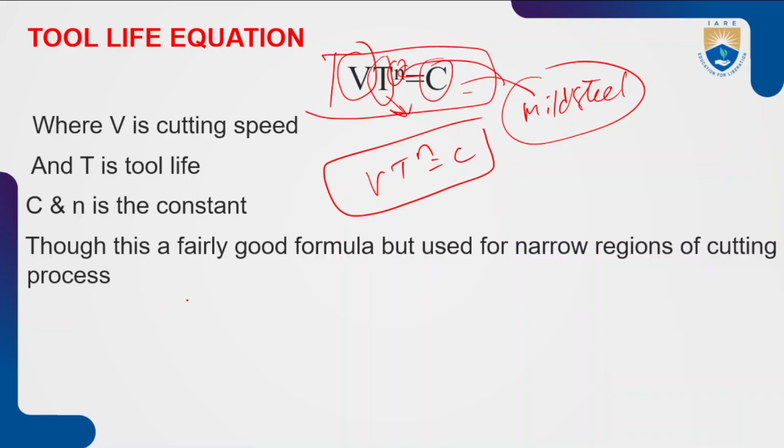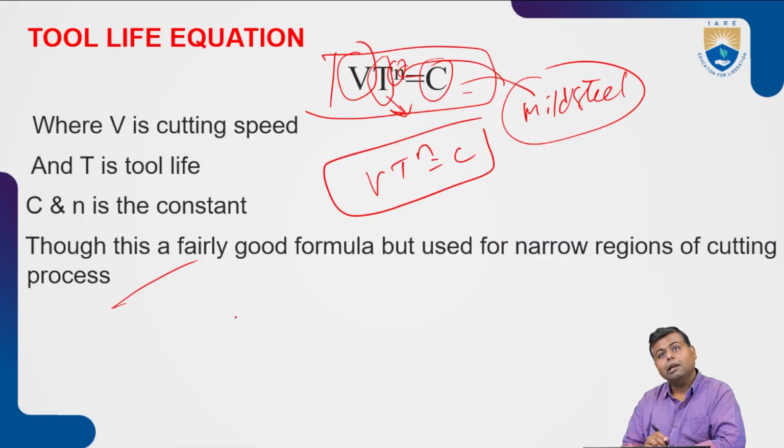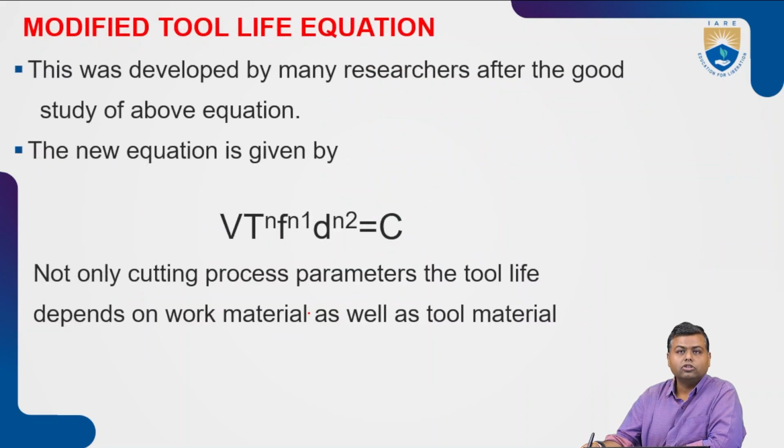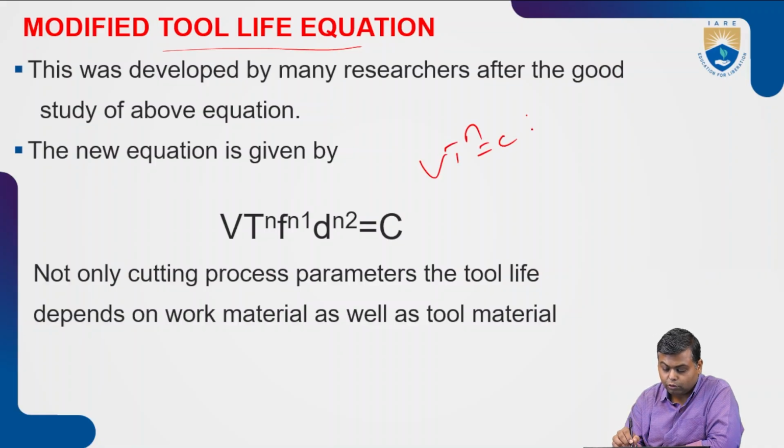it is very narrowly used in the cutting region. So Taylor compounded another relation where he included feed and depth of cut as the other parameters affecting tool life. This is the modified tool life equation. It was developed by researchers after a good study of the equation VT^n = C.